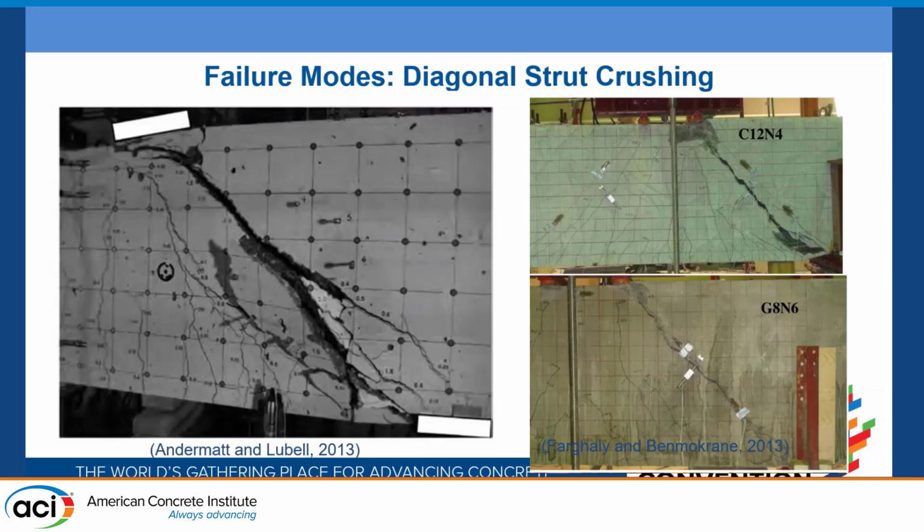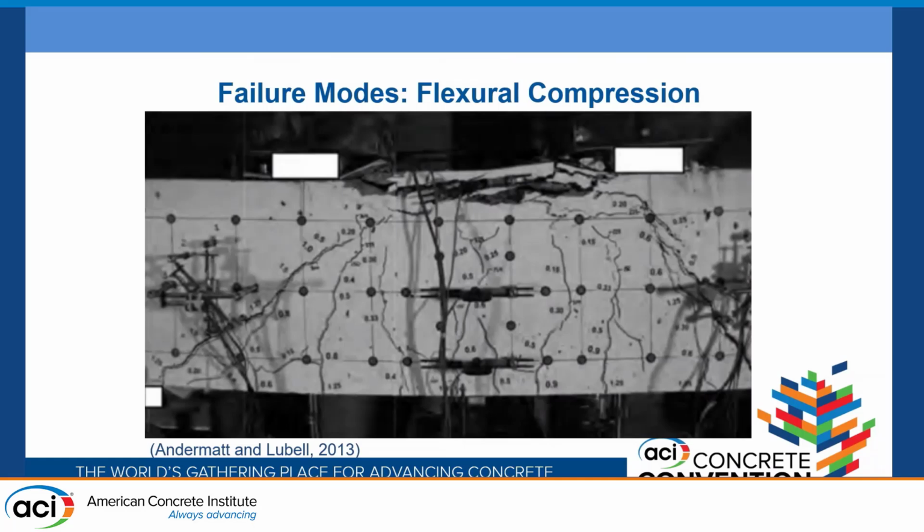Some other failure modes we might see is one, flexural compression. That tended to happen in ones that had small A over D ratios, which makes sense because at a small A over D ratio, you're going to get more shear capacity, but for equivalently reinforced beams, you're going to have the same flexural capacity. So as you're increasing your resistance to shear, you have a tendency to run into flexural compression failures.